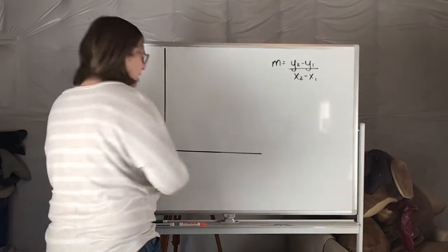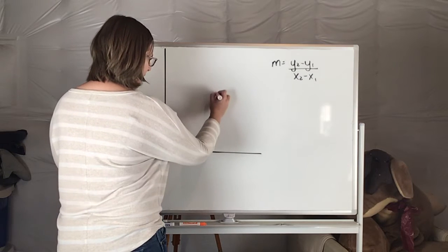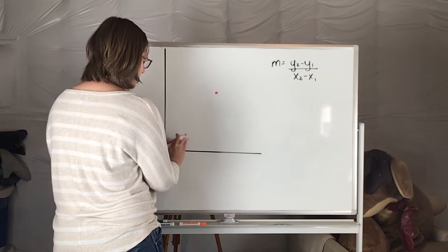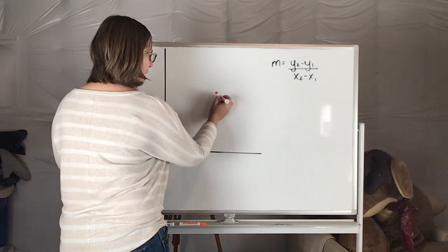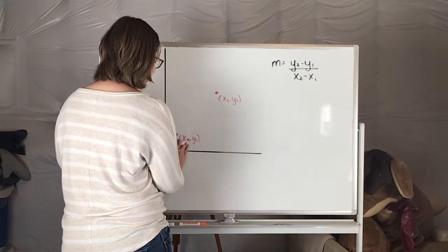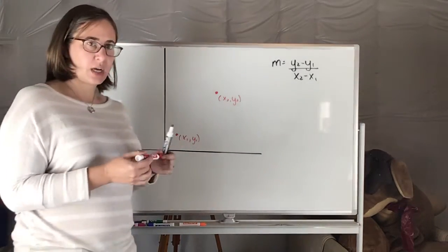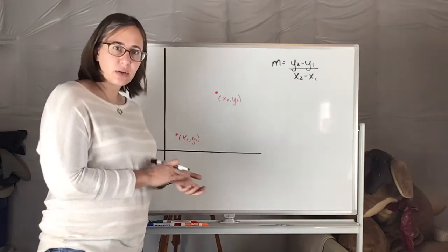So that would be to say that I have a point here, and maybe I have a point here, and I can call this point x1, y1, and I can call this point x2, y2. So that's what we're used to seeing from Algebra 1 when we talk about slope. But sometimes the slope isn't always going to apply.